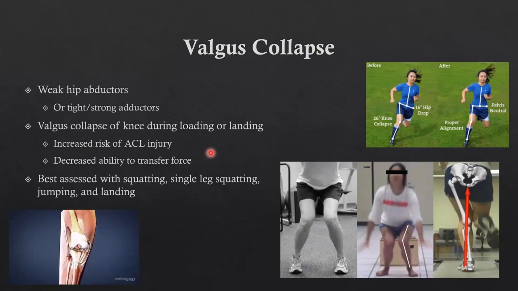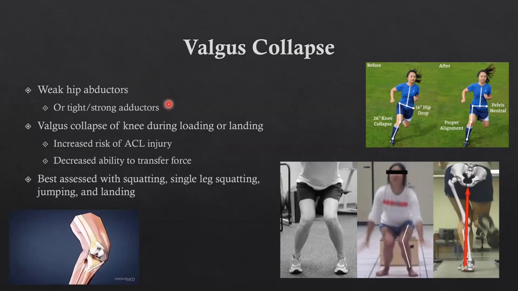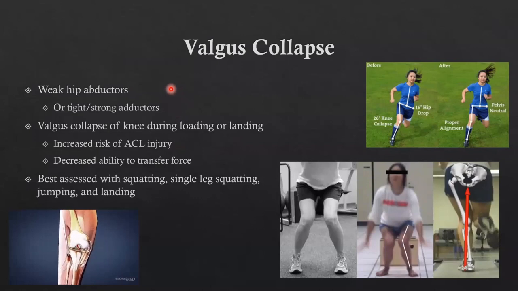And because of this valgus collapse, there is, of course, an increased risk for an ACL injury. There's also a decreased ability to transfer force, because as we engage in forceful movements, we really rely on our body's mechanism to dissipate forces in areas that shouldn't be subjected to higher force loads. Again, this is incredibly common. And although this can be due to tight or strong adductors, it's primarily due to weak hip adductors.